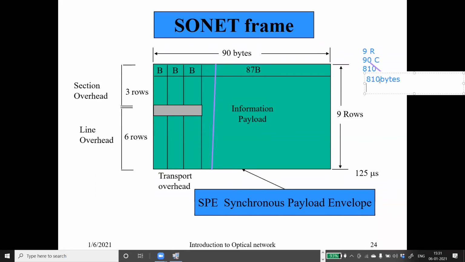Now what we have to do is, how many bits are there? It is 810 into 8. How much is it? 6480. Right? 6480 bits. Okay.